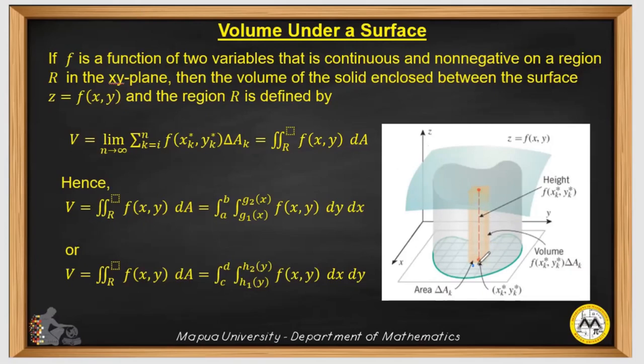The base is a rectangle, which will be the differential of A, and the height is the distance from the upper portion to the base, which is on the XY plane. Is that clear? So the height is equal to Z, and the base is equal to the differential of A. Now, the differential of A may be either dx dy, since this is dy and this is dx. Since it is rectangular, the area is dx dy, or in the other order, the differential of A is equal to dy dx.